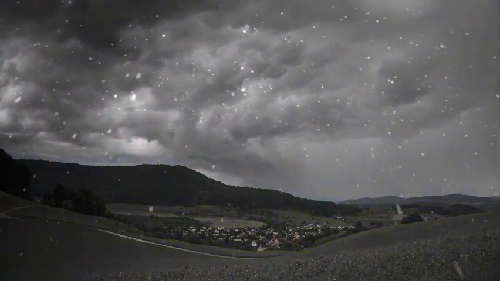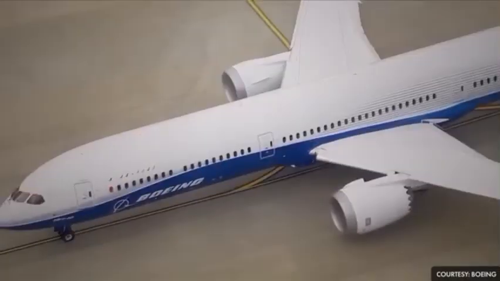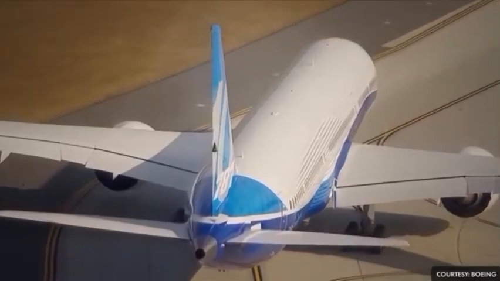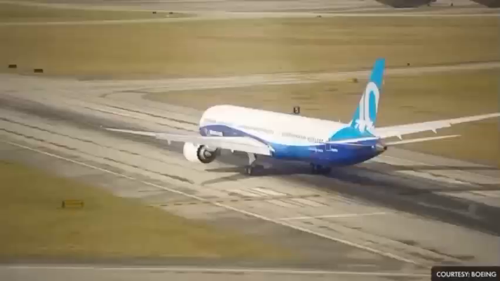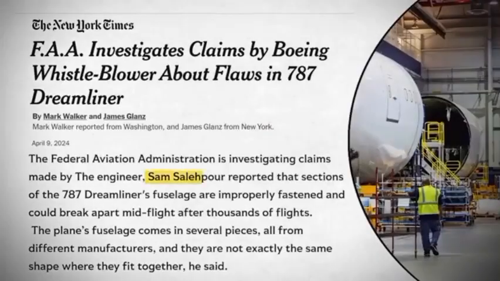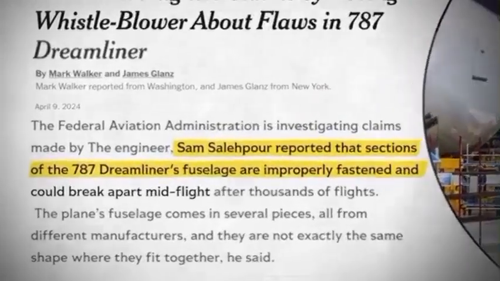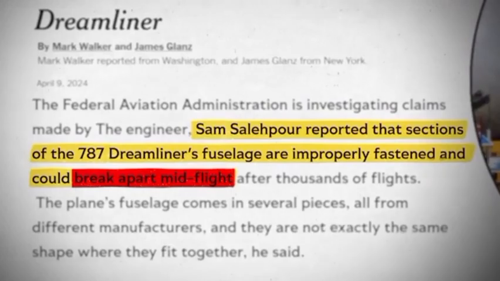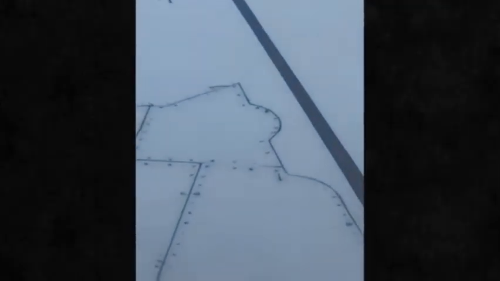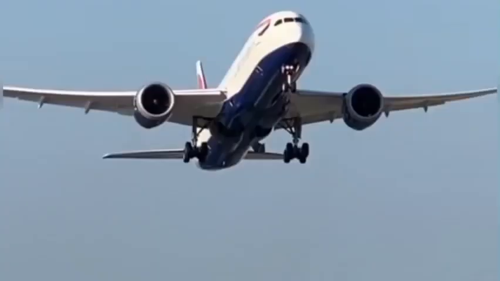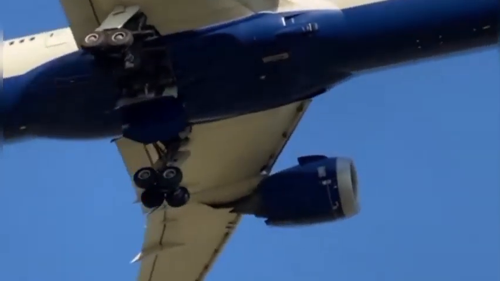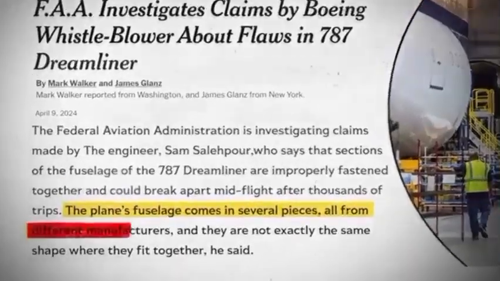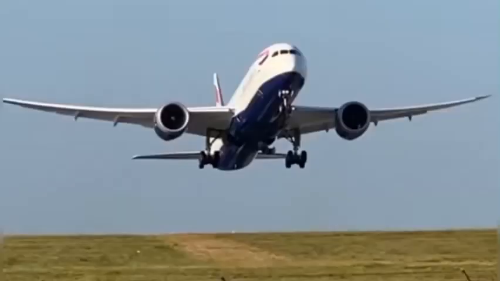Many current and former employees of Boeing have claimed that the Dreamliner planes are made carelessly in the factory. In April 2024, an engineer at Boeing, Sam Salapa, complained to the FAA that the Dreamliner's parts were joined in a wrong way. Because of this, there is a risk of them breaking in the middle of the sky. He said that its parts are being made in different places to save money, which don't fit with each other properly.